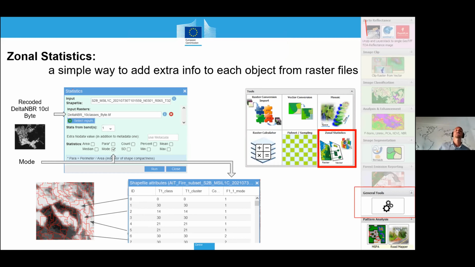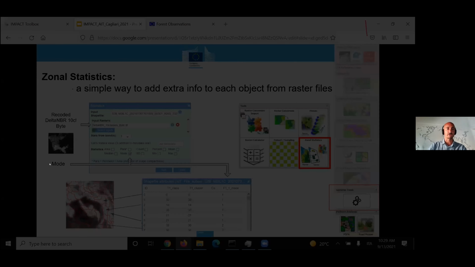But if we don't have any raster at the beginning, or we are not sure about what to put as the thematic optional raster, we can build the zonal statistics later on. This tool, like any other GIS, will fill a new column in the attribute table with the median, the mode, the standard deviation, the count, the percent, whatever you want, taken from an additional raster. In this case, I did it on the NBR, on the Delta NBR 10 classes spike. But okay, feel free to try the tool.